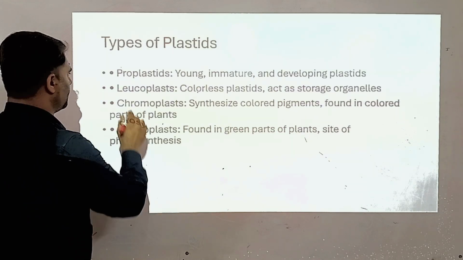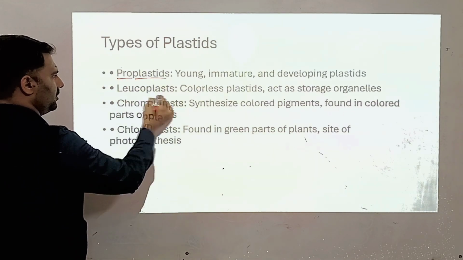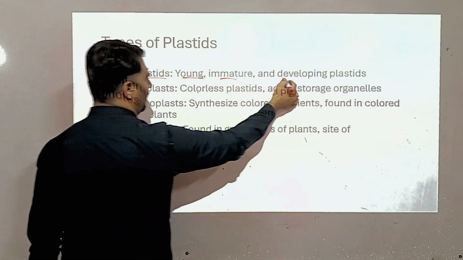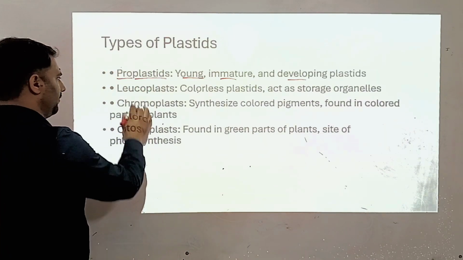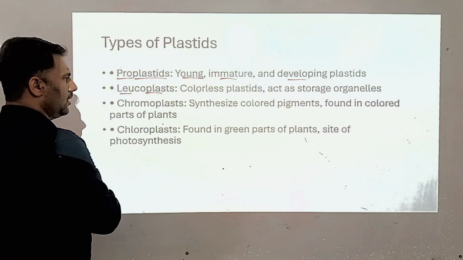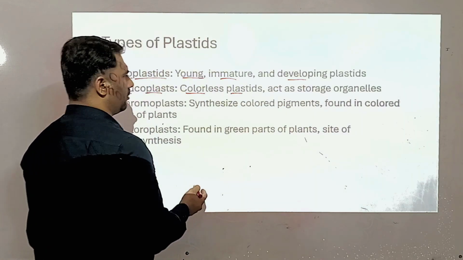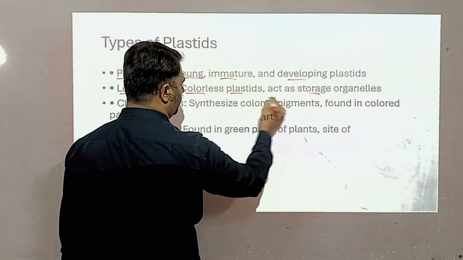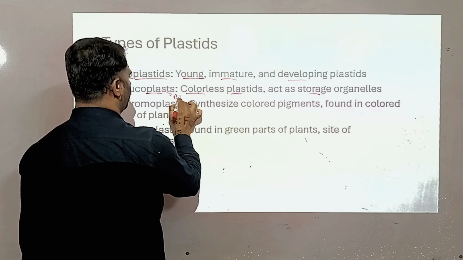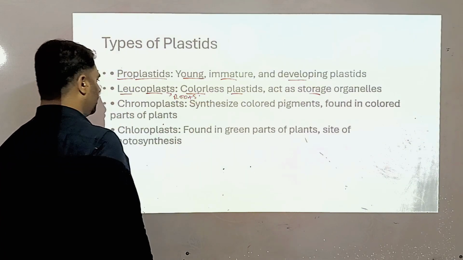Types of plastid. Firstly, as I have said earlier, proplastids. These are the young, immature and developing plastids, which are not completely developed. And second is leucoplast. These are colorless plastids and act as storage organelles only, and these are present particularly in the roots.